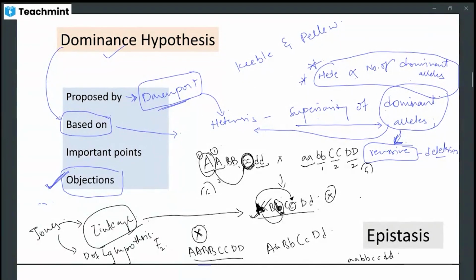And the second objection to this dominance hypothesis is, if you self a heterotic individual, you need to get three heterotic individuals and one recessive homozygous, right? So if the same gene action prevails here, you said that it acts as 8 units. So even this should act as 8, and this should also act as 8, right? Which means you will get one such type of plant, two of this, and one of this. So you need to get it in the 3:1 ratio, right?